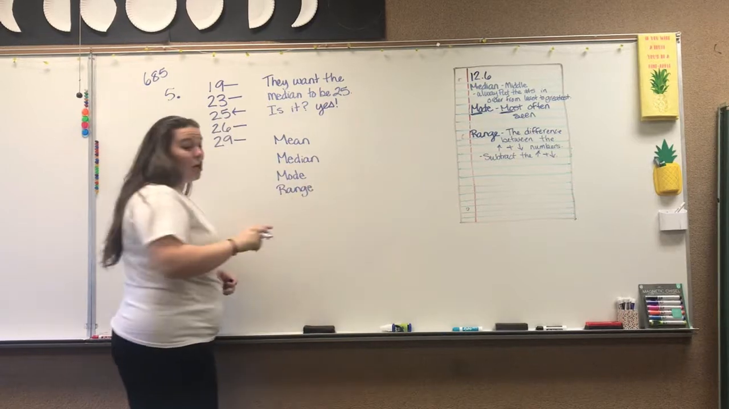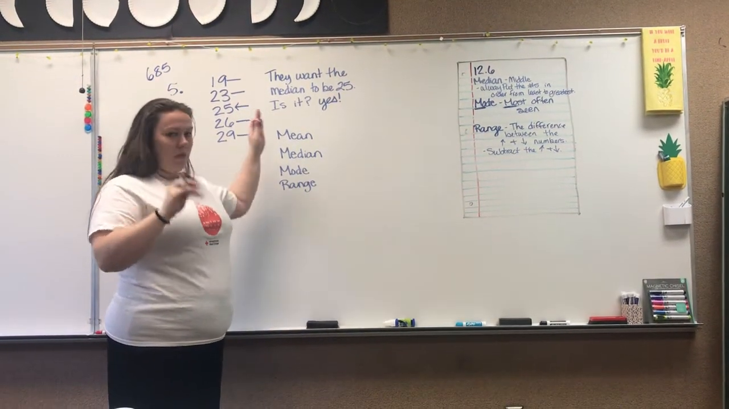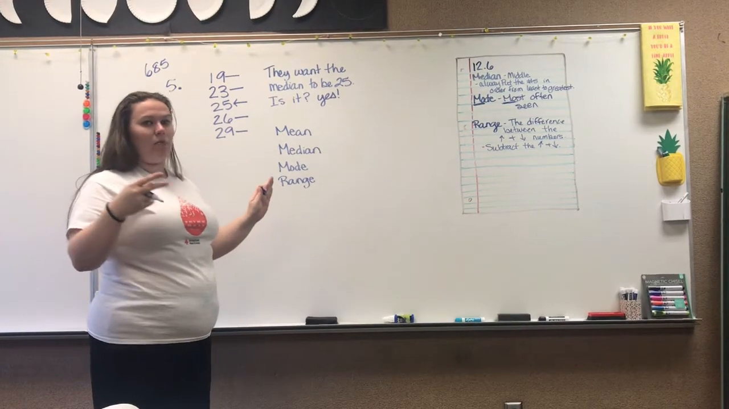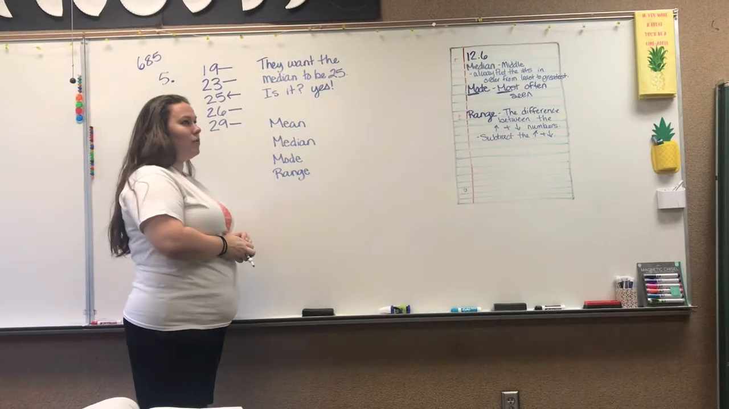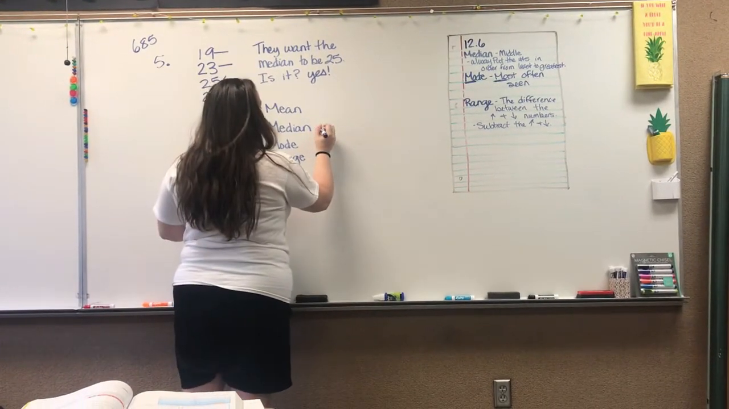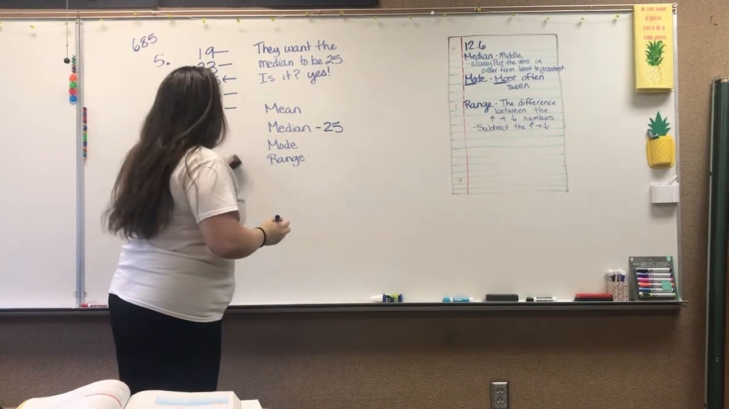I can fill that in over here. It does not tell you to do this in the book. Always do this. If we're talking about mean, median, mode, and range, always do all 4. It's a wonderful practice. You'll get in the habit of it. The median is 25. Okay.